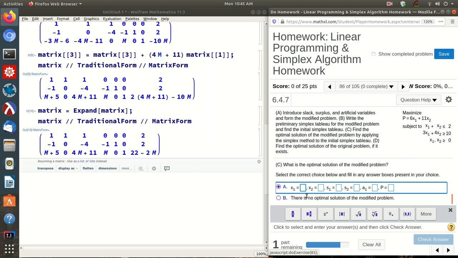So what I have here is x1 is 0, x2 is 2, s1 is 0, s2 is 0. The problem is a1 is equal to 2 and p is equal to 22 minus 2m.